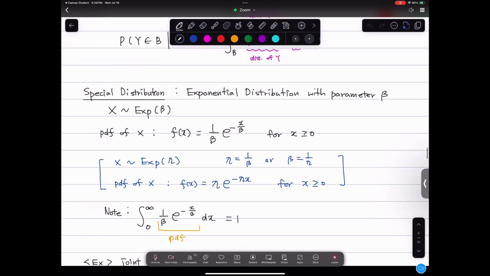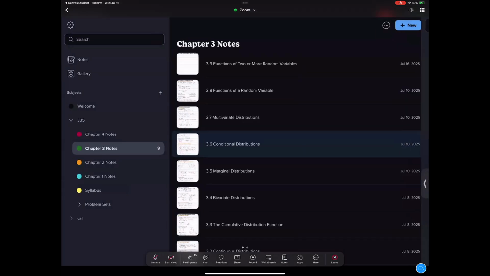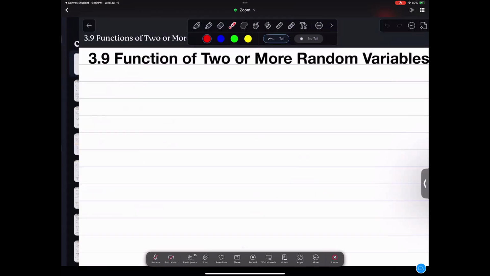So we have a special distribution, this exponential distribution, and we could have a parameter beta. Some books use it, and some books use lambda. So it's the same thing. It's the reciprocal of the other one. I am going to be using lambda because it's a little simpler to handle. So let me introduce that exponential distribution.